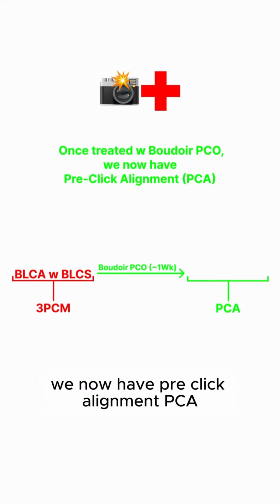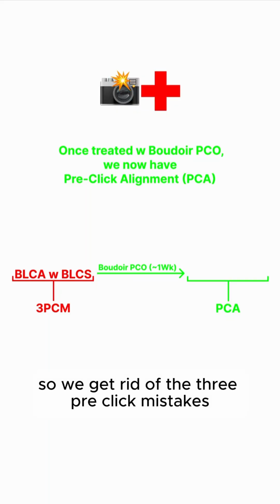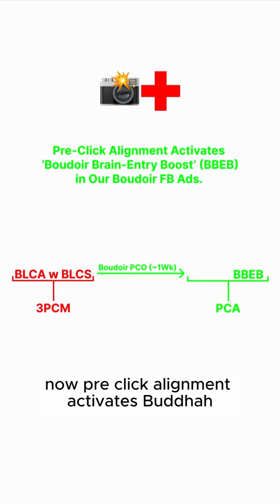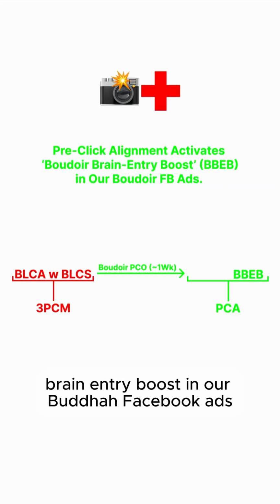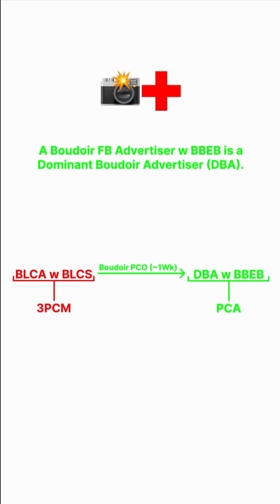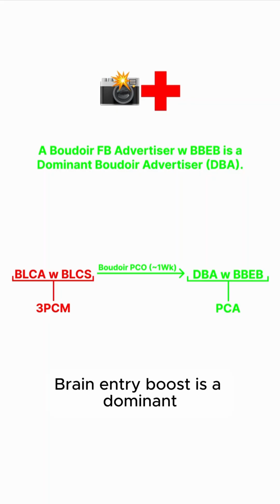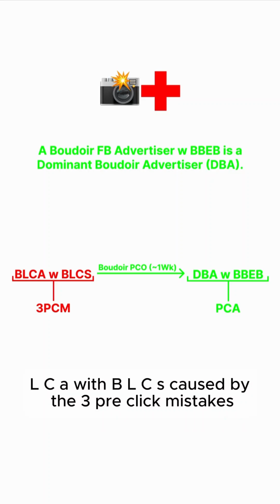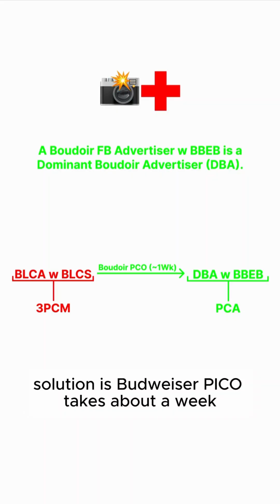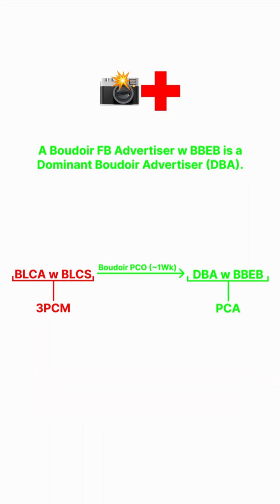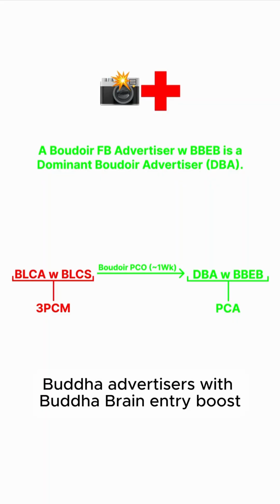And once treated with Boudoir Pico, we now have pre-click alignment, PCA. So we get rid of the 3 pre-click mistakes, and instead we achieve pre-click alignment. Now, pre-click alignment activates Boudoir brain entry boost in our Boudoir Facebook ads. It's basically meaning we finally got our unique CTR all above 6%. And a Boudoir Facebook advertiser with Boudoir brain entry boost is a dominant Boudoir advertiser, or DBA. So this is our universe. Got a BLCA with BLCS, caused by the 3 pre-click mistakes. Solution is Boudoir Pico, takes about a week. And we achieve PCA, pre-click alignment, and we become dominant Boudoir advertisers with Boudoir brain entry boost.